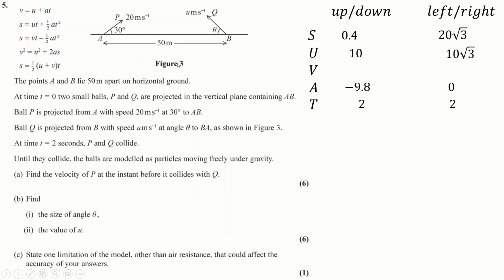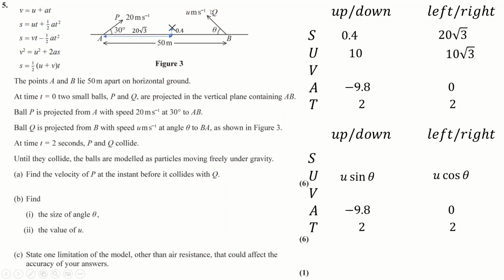Good, then part B, and I've done quite a lot of the work I already need to do for part B, because after 2 seconds they meet at this point, which is 20 root 3 along this way and 0.4 up this way. So if I break out some suvat equations for the other particle, its initial velocity obviously is u sine theta upwards and u cos theta across. These things are all the same. Now, how far does it go? Well, it also goes 0.4 upwards, and across it goes 50 minus 20 root 3.